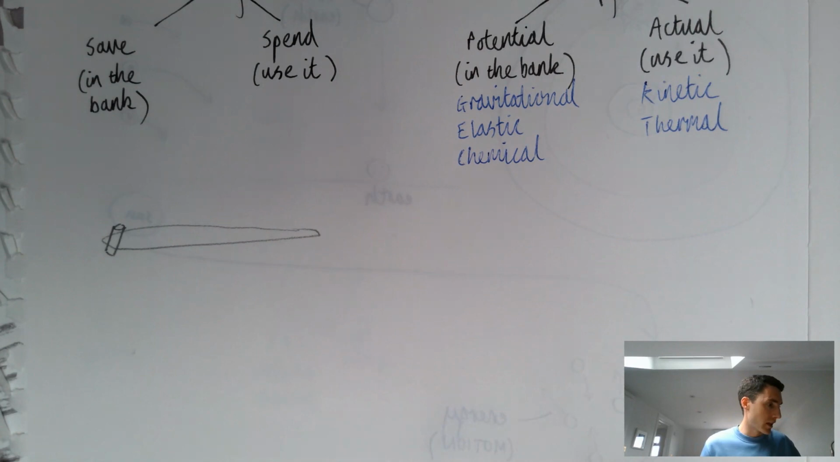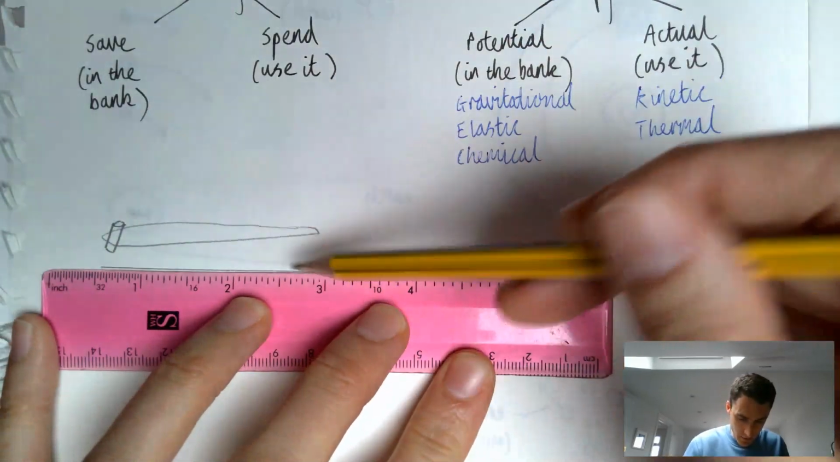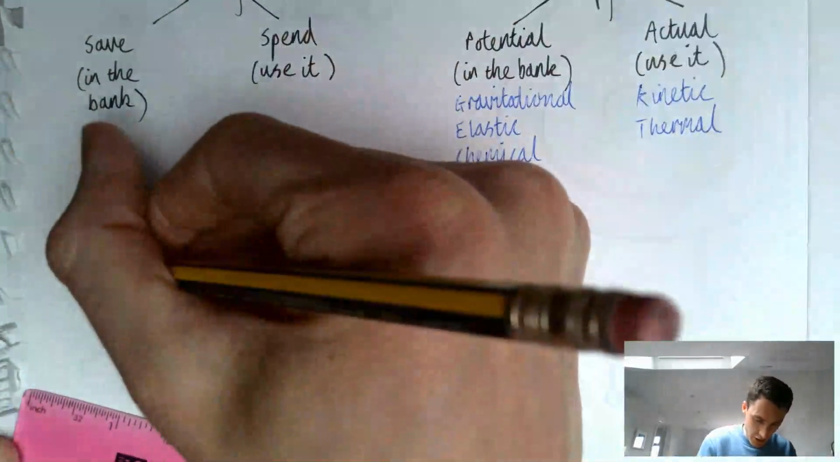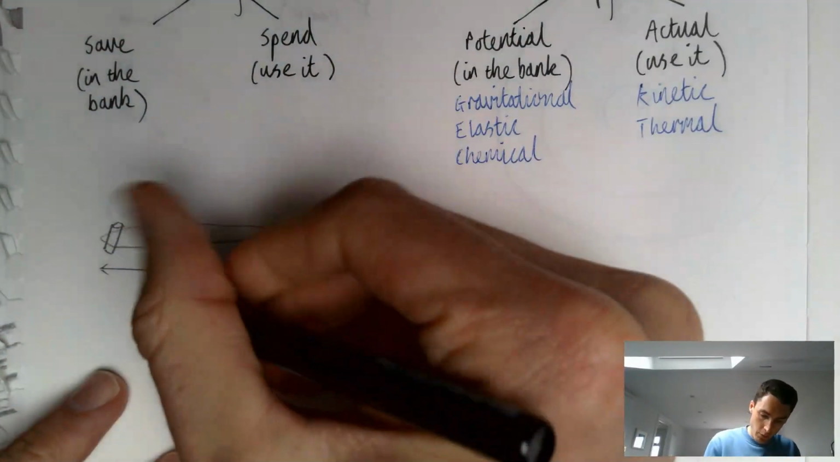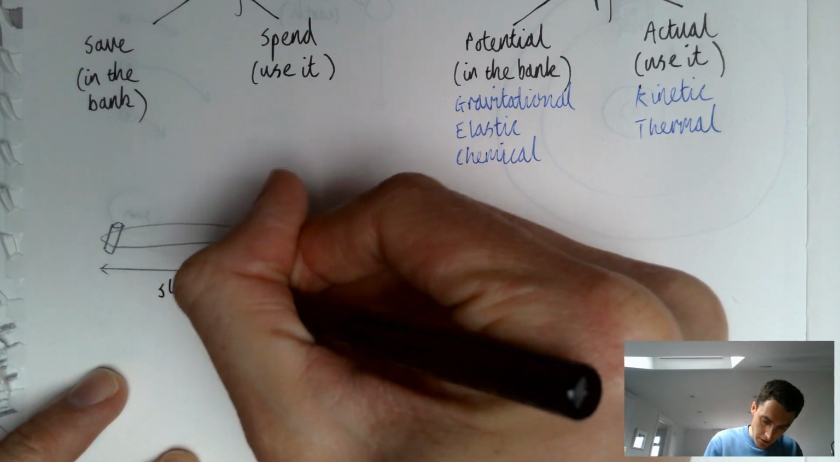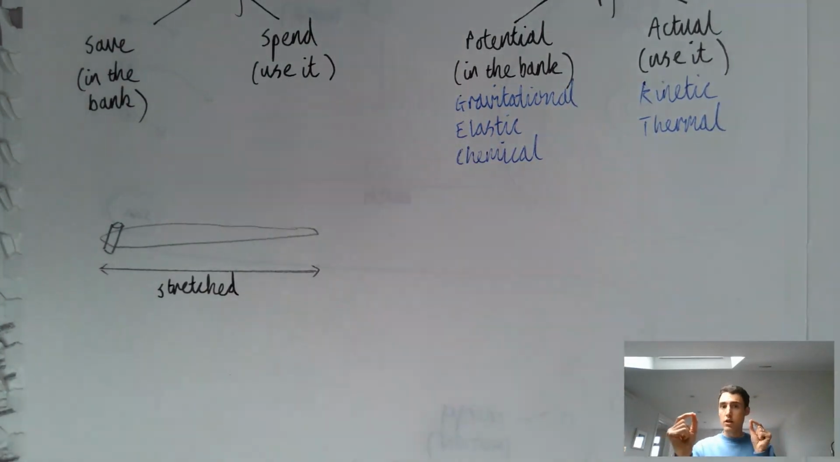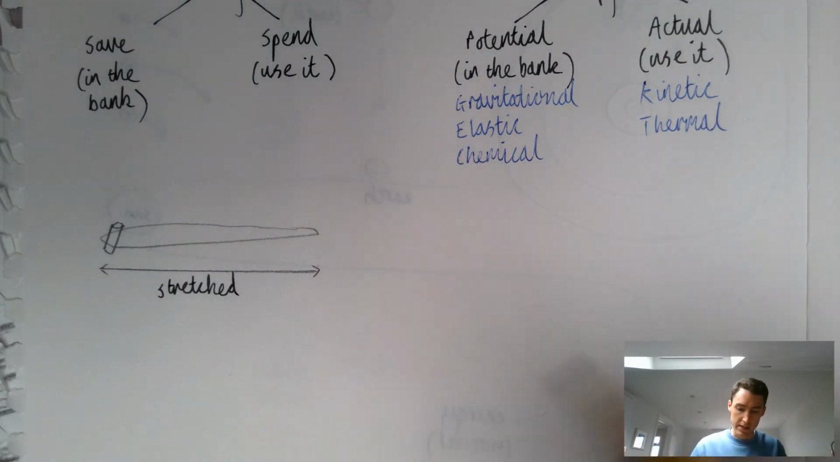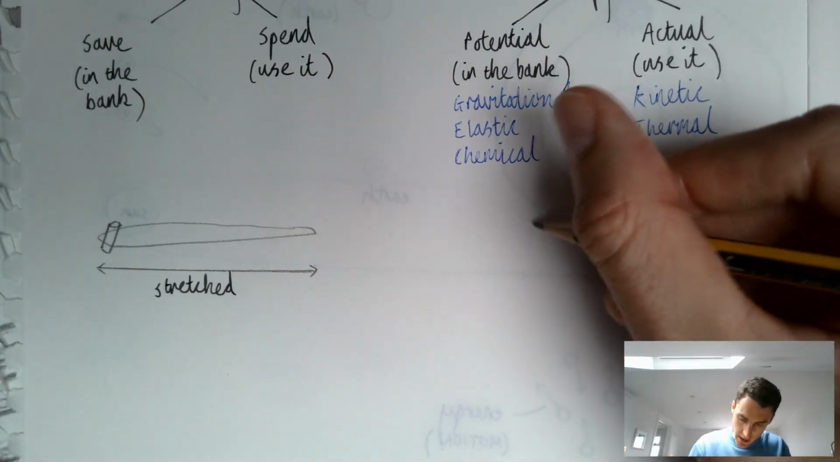And you might want to label this as being stretched. If I can find a ruler. So you could add an arrow in here like this. Say this is stretched. What we want them to identify is that something happens the moment you let go. And that is the really critical moment that we want to think about as physicists.